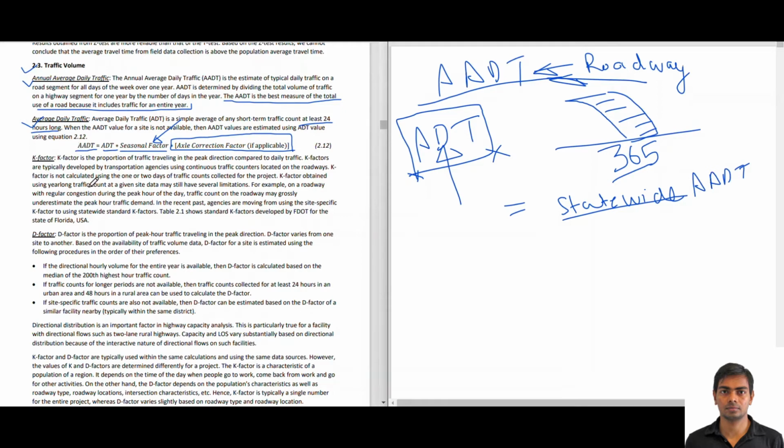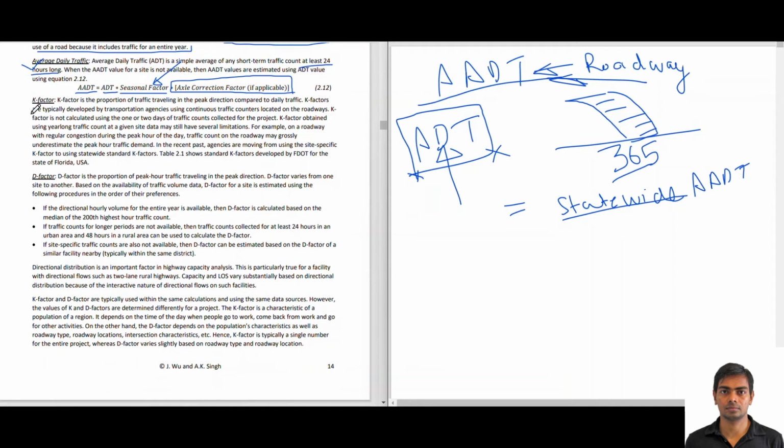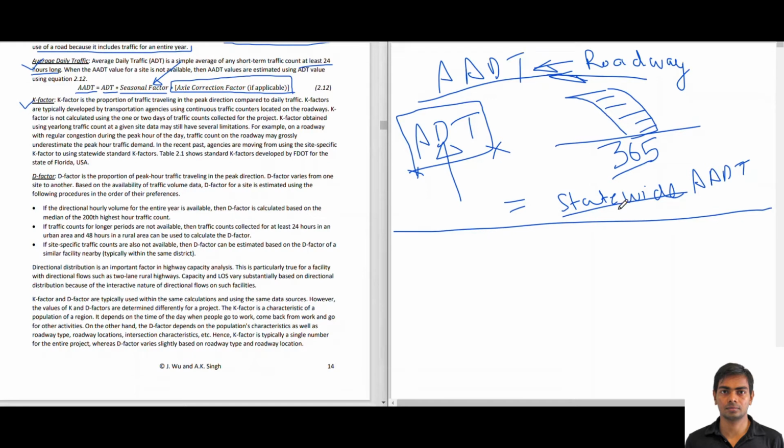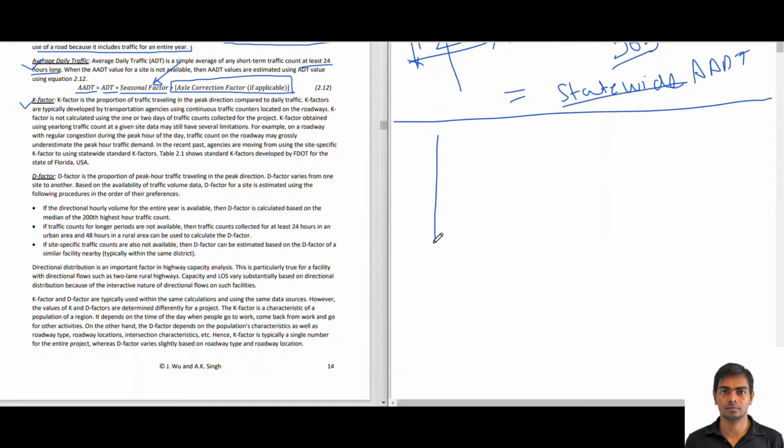K factor. K factor is a very important factor in the field of traffic operations. So what K factor is, let's say we are looking at the hourly volume for a typical day. In the morning peak the traffic goes up, then it comes down, then in the evening peak it goes up, then it comes down, and at night it goes down.